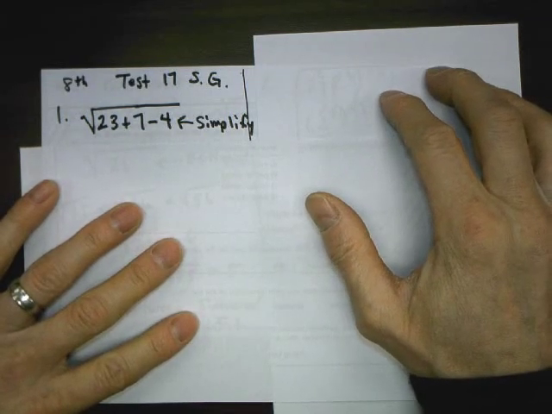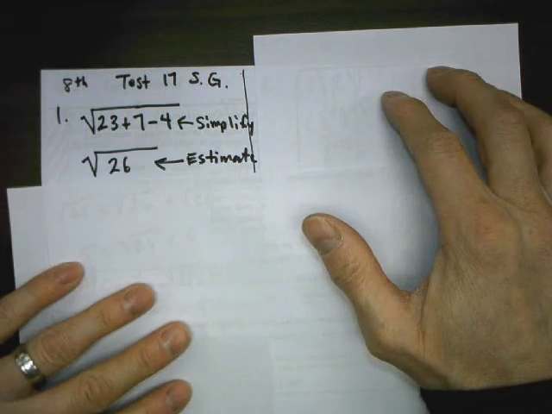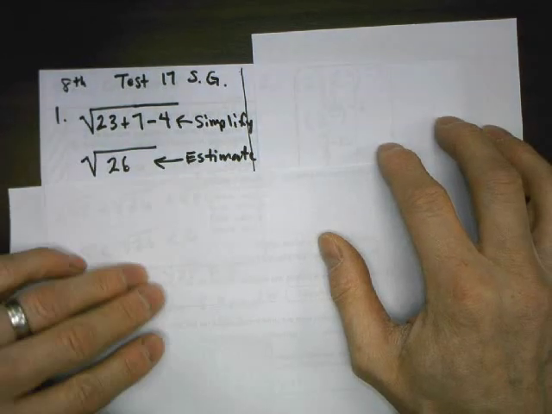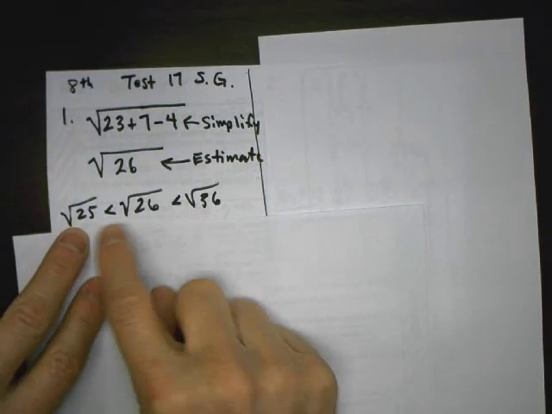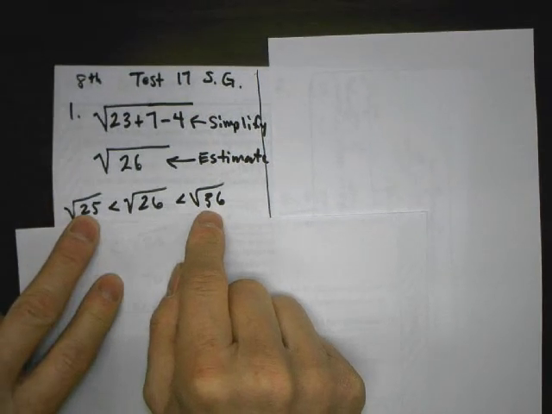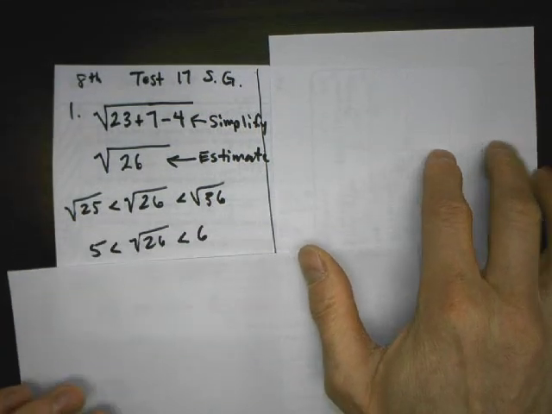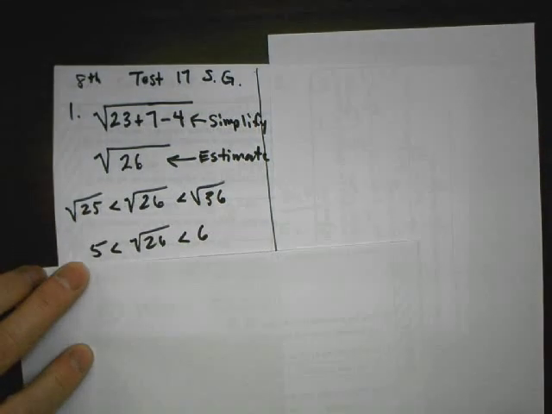So if I go 23 plus 7 minus 4, that equals 26. So I'm going to estimate the value of rad 26. Well, I look at the two perfect squares that surround 26. 5 times 5 is 25, and 6 times 6 is 36. That means rad 26 is in between 5 and 6.